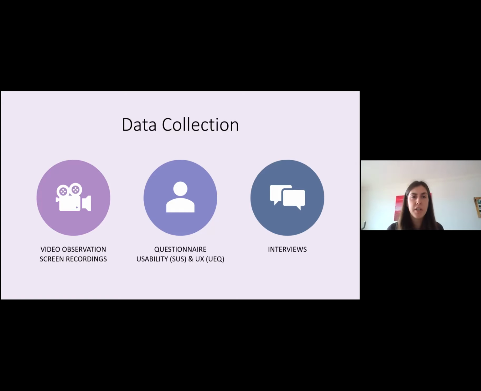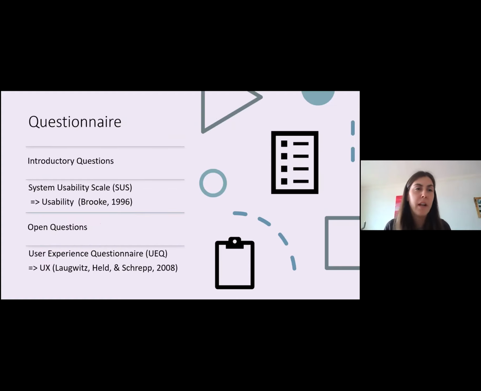Students will get a questionnaire, which also consists of a usability and a user experience questionnaire. And with some students, I will do some interviews. So the questionnaire will consist of some introductory questions, the system usability scale, and the user experience questionnaire, where I will have a closer look at GeoGebra Classroom, the system itself, and also some open questions.